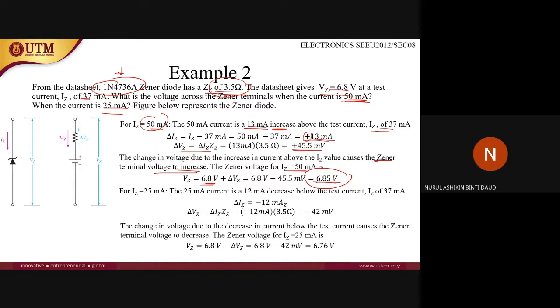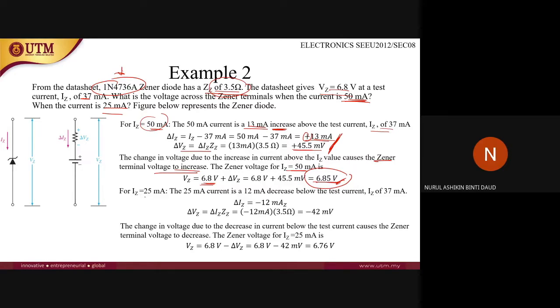Up until here, it is not the exact value yet, because this is only the change of current and the change of voltage. The exact value is after you add the change of voltage to the voltage value at the test current. So this is the final answer.